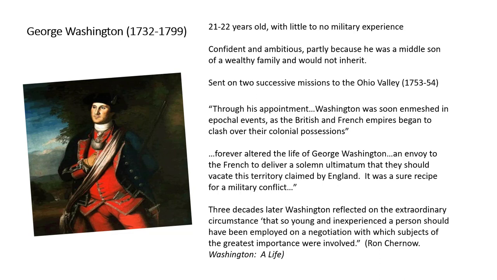And again, Washington was sent by the governor and lieutenant governor of Virginia with a detachment of the Virginia militia, but they were being ordered to do this by the King of England and the English Parliament. So this came all the way from London, from the British government, and this young guy, George Washington, ends up being at the center and the very beginning of what becomes a global war between the two superpowers of the time. 3 decades later, as it says at the bottom of the screen, Washington reflected on the extraordinary circumstance, quote, that so young and inexperienced a person should have been employed on a negotiation with subjects of the greatest importance involved. So Washington himself, even later in life, still couldn't believe that they entrusted him with such an important mission.